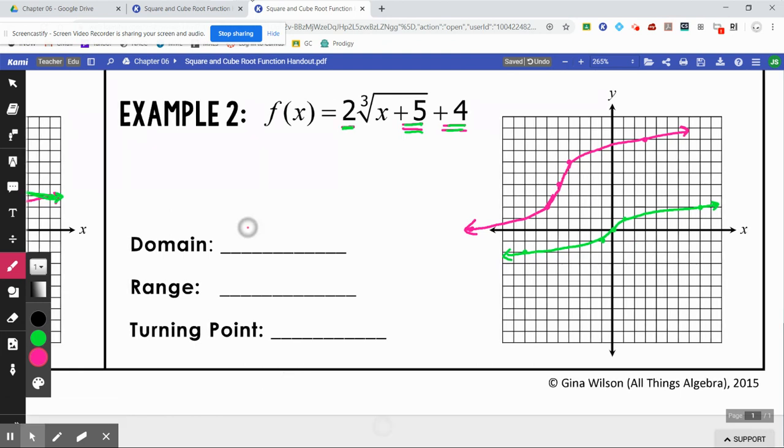Your graph's domain still goes left and right forever, and its range still goes down and up forever. Its turning point got moved from (0, 0) to now appear at (-5, -4), which again we can find just by looking at where the translation happened.